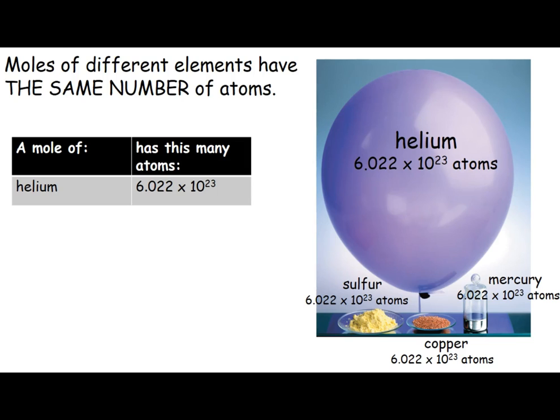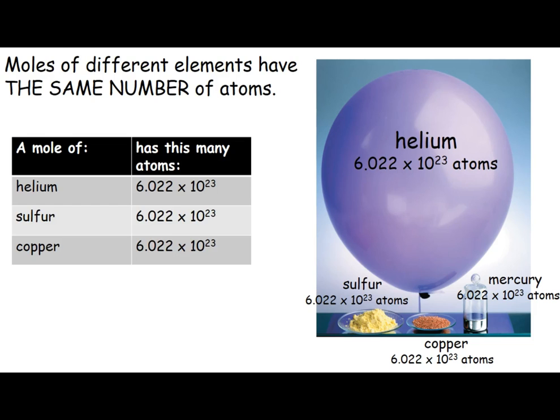Now the same picture, but now I want to talk about atoms. And so moles of different elements have different masses, but they have the same number of atoms. And so a mole of helium has 6.022 times 10 to the 23rd atoms, as does a mole of copper, as does a mole of mercury. So this is what is true about this quantity. It's just like a dozen is 12 and a gross is 144. A mole is 6.022 times 10 to the 23rd. So it is just a quantity, a number.